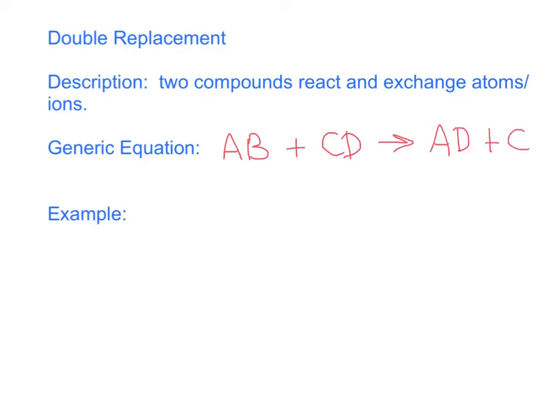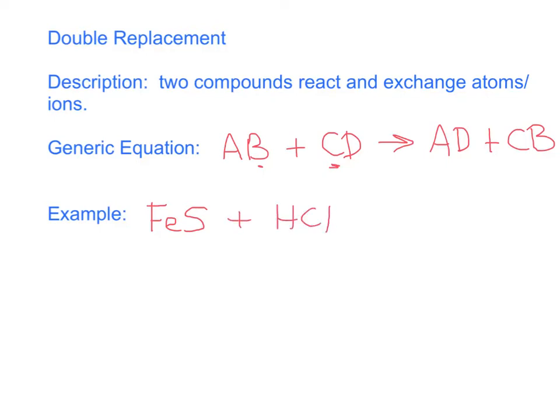Plus CB. And why did I reverse the order? Because the C positive would be the cation, and the cation always comes first in the formula. So then, an example of this would be iron(II) sulfide, FeS, because S is a -2 ion, plus HCl, hydrochloric acid.